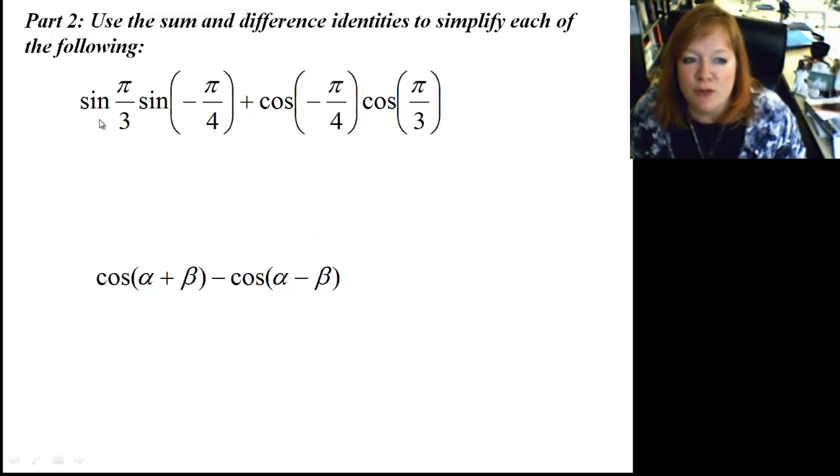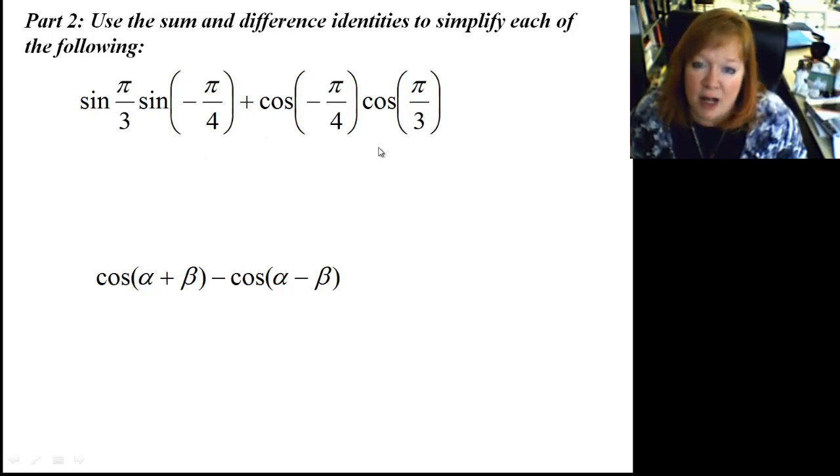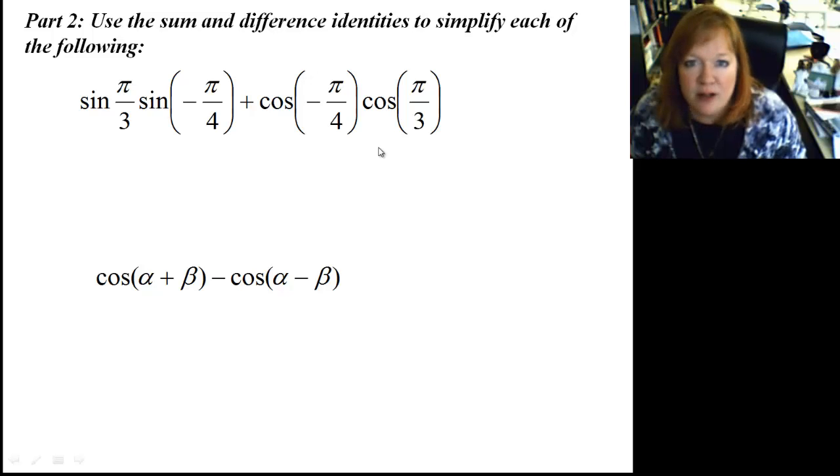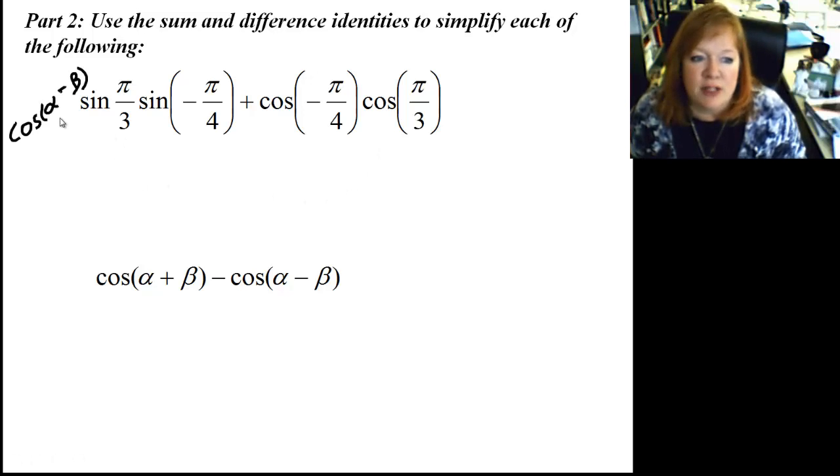So this first example, you've got sine, sine, cosine, cosine. So you look at your formulas and say which ones are sine, sine, cosine, cosine. Is it sine alpha plus beta, or sine alpha minus beta, or is it cosine alpha plus beta, cosine alpha minus beta? So you look at those four formulas and say which one is it? Well, in this case, this looks like cosine of alpha minus beta.